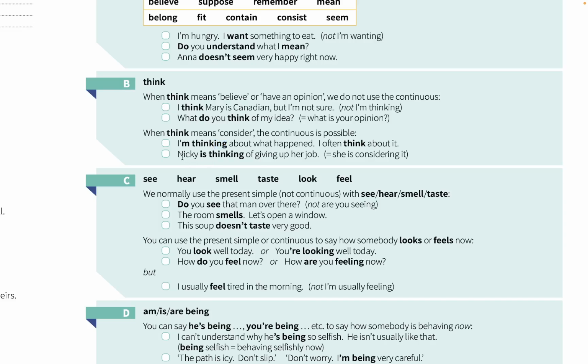Second example, Nikki is thinking of giving up her job. Likewise, she is considering it. So you can add the ing. So if the think means consider, you can use the continuous format. But if the think means believe or have an opinion, you don't need to use the continuous. Is that clear?